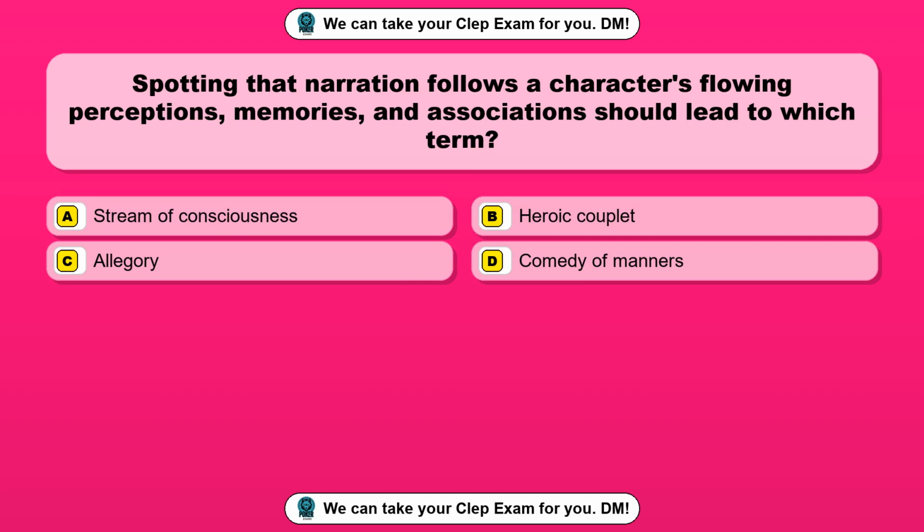Question 88. Spotting that narration follows a character's flowing perceptions, memories, and associations should lead to which term? Option A, stream of consciousness. Option B, heroic couplet. Option C, allegory. Option D, comedy of manners. The correct answer is option A, stream of consciousness.